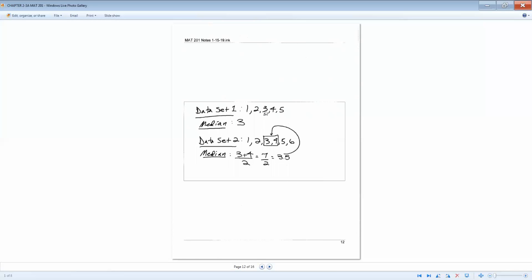So if you have a data set that's 1 through 5, there's an odd number of data values, so it means you actually have a middle value. And so you take that middle value, which would be 3. If your data set was 1 through 6, you don't actually have a middle value. So you take your two middle values, add them together, divide by 2, and that would be 3.5. And that 3.5 would be in between your two middle values, which are a 3 and a 4.